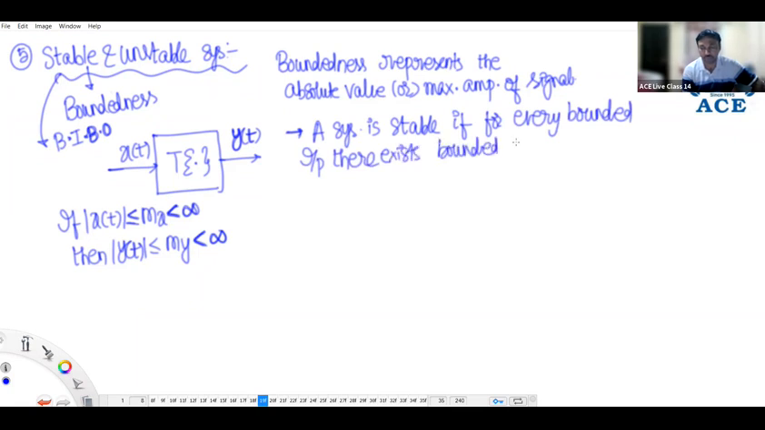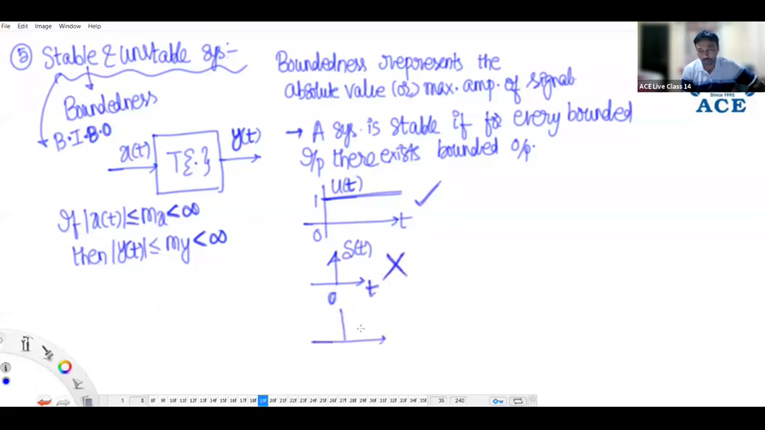A system is stable if for every bounded input there exists bounded output. According to the standard signals we studied, which are the bounded inputs? u(t) is bounded, no problem. Signal may be infinite length, finite amplitude of 1. Continuous impulse is bounded? No, because it has infinite amplitude. Ramp signal bounded?